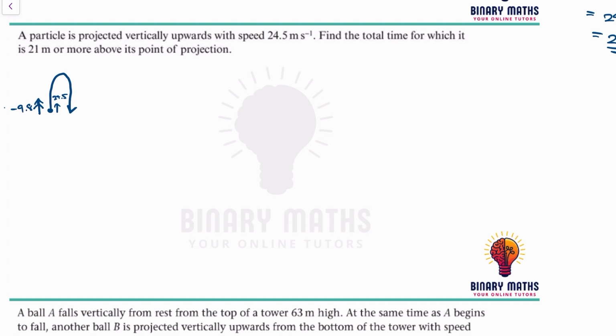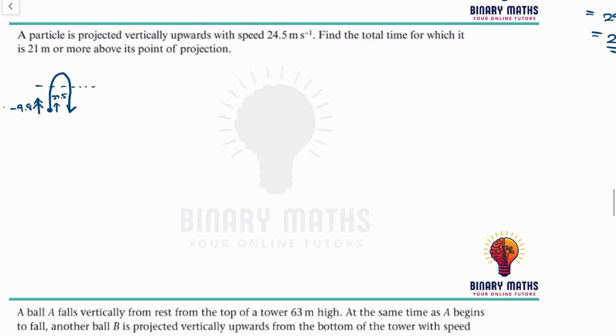And we're trying to work out how long, if this is 21 meters, how long it's above 21. So we're trying to find out basically the time between there and there. If we're doing SUVAT for this, displacement is 21. Initial speed is 24.5. Final speed we don't know. Acceleration is minus 9.8. T is equal to question mark. So S, U, A, and T.